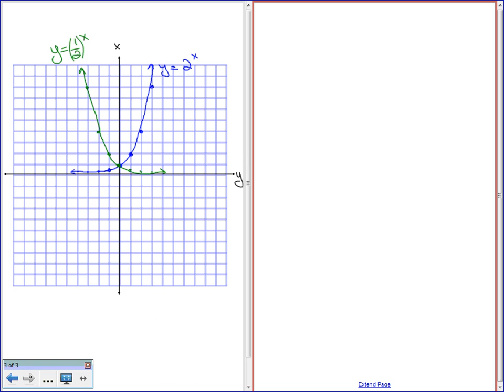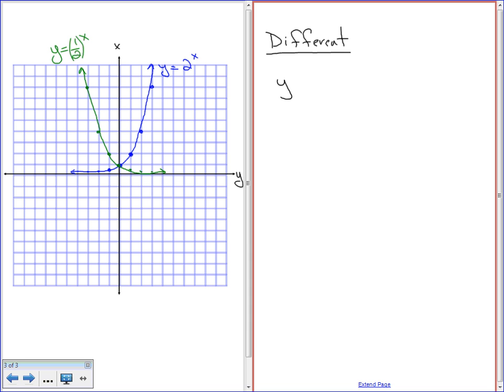So the first thing I want to talk about is what's different about the blue graph and the green graph. What's different about them is their end behaviors, right? Because you can see that the blue graph here is heading up towards positive infinity on this side, but on this side, the green graph is heading up to positive infinity.